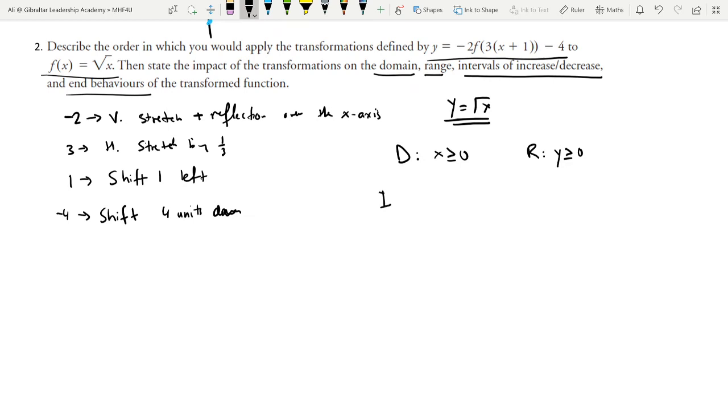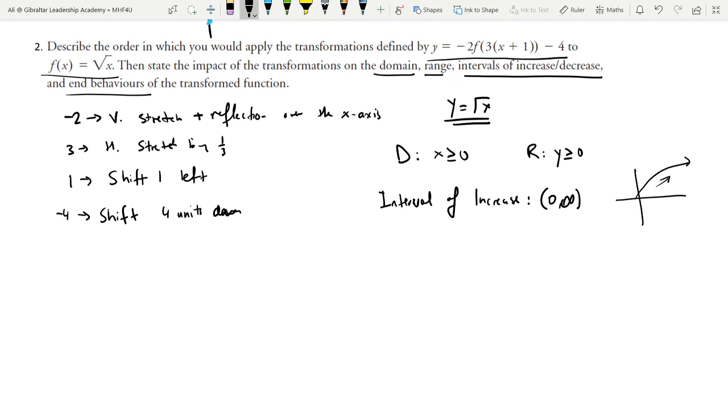We know the interval of increase is the only one that exists, and that would be from 0 till positive infinity. It starts at 0 and it goes on in that way. It starts at 0 and then it has an upward trend. There is no interval of decrease.